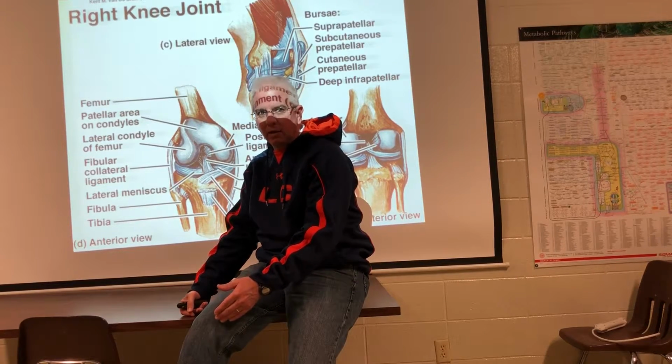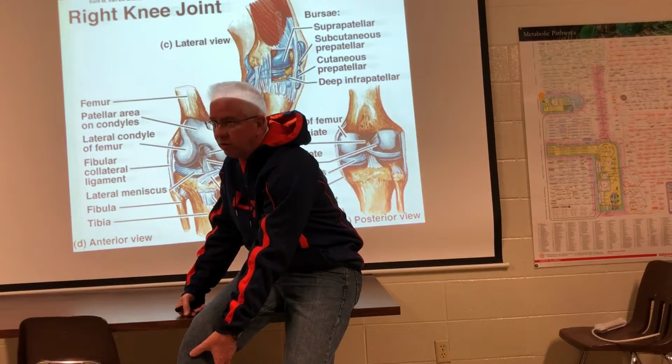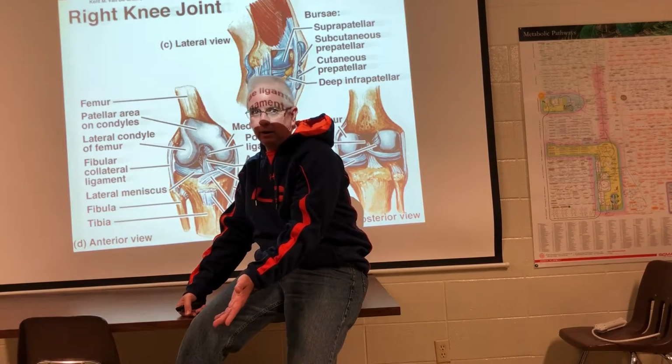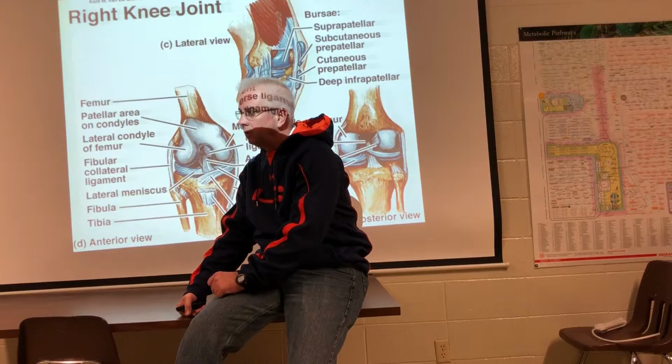So with the weight taken off the leg, if you can move the tibia forward, and anybody who's ever done it can feel it immediately, then you know that the anterior cruciate ligament has been torn.